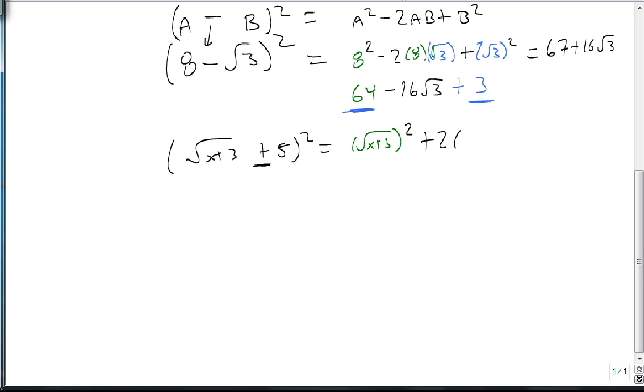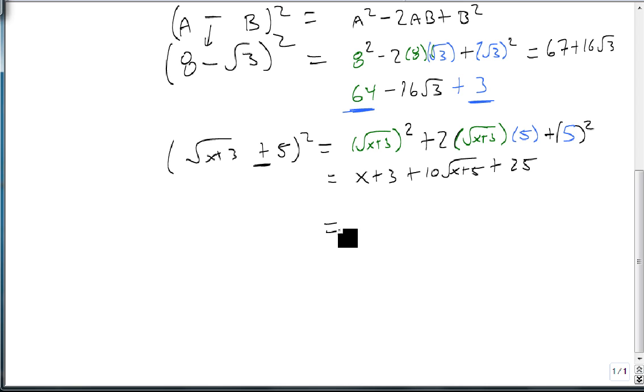Well, let's get these in the right colors. Plus 5 squared. So the square root of something squared just gives us that something, x plus 3. 2 times 5 is 10 square roots of x plus 3, plus 25, which combines to x plus 28 plus 10 root x plus 3.